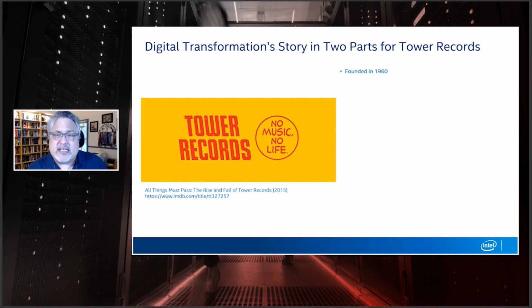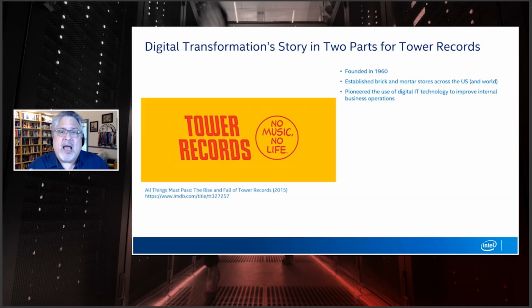So they were founded in 1960. They established a very successful brick and mortar business for initially vinyl record album sales and vinyl single sales, and then moving in through cassette and other types of technology. They were actually one of the pioneers of using digital technology within the company to improve efficiency. For example, they were one of the first companies to employ electronic credit card processing machines in the late 90s so that you could get your transaction done quicker. So in a sense, that digital transformation effect within the business actually helped customers because it improved their shopping experience by decreasing the amount of time it took them to do a transaction.